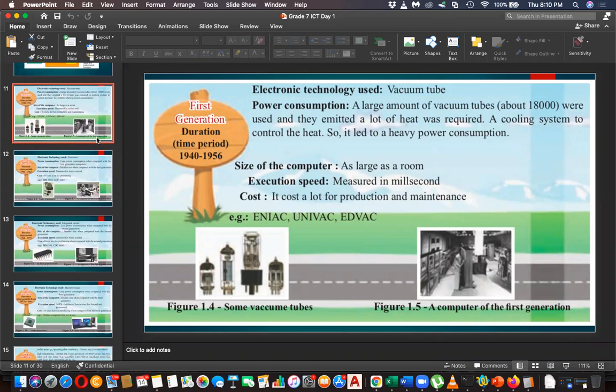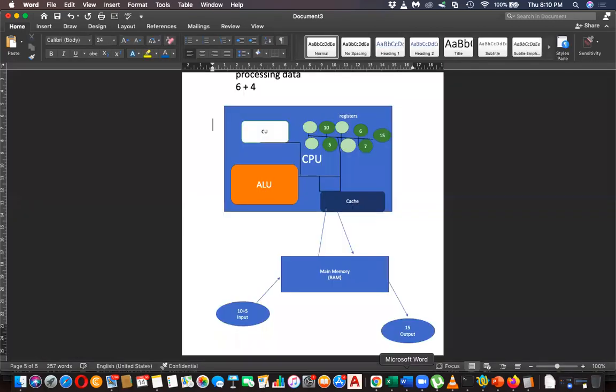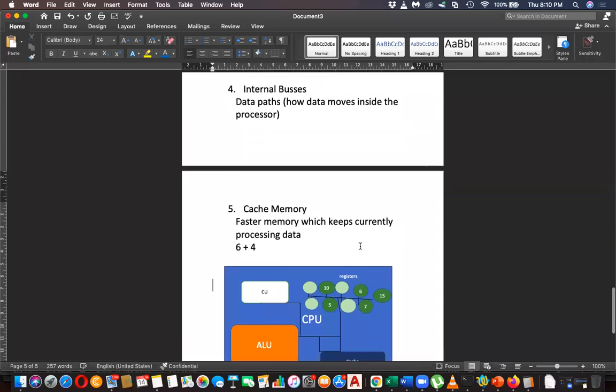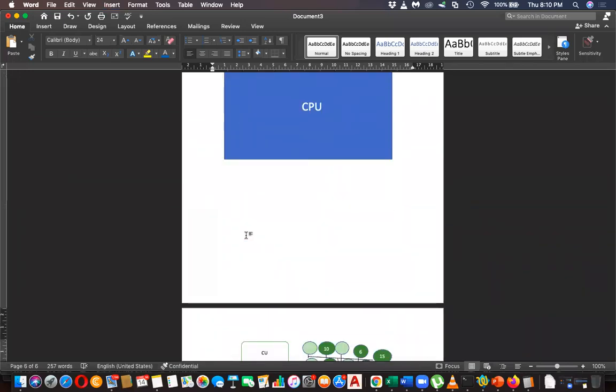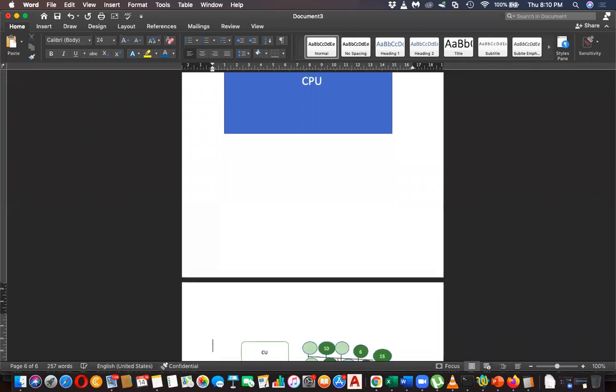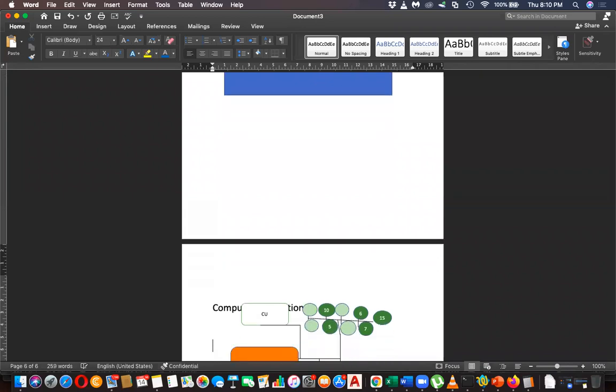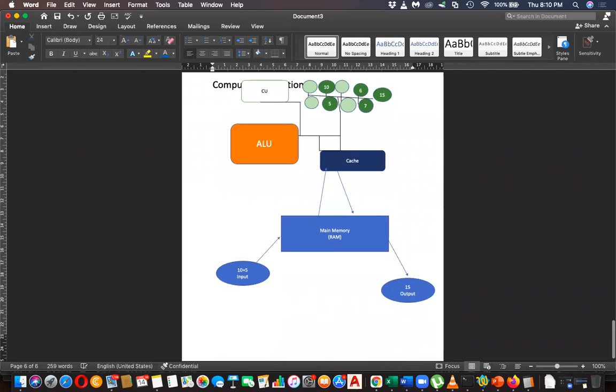Okay. The next topic, please write down: computer generations. Let's copy this.